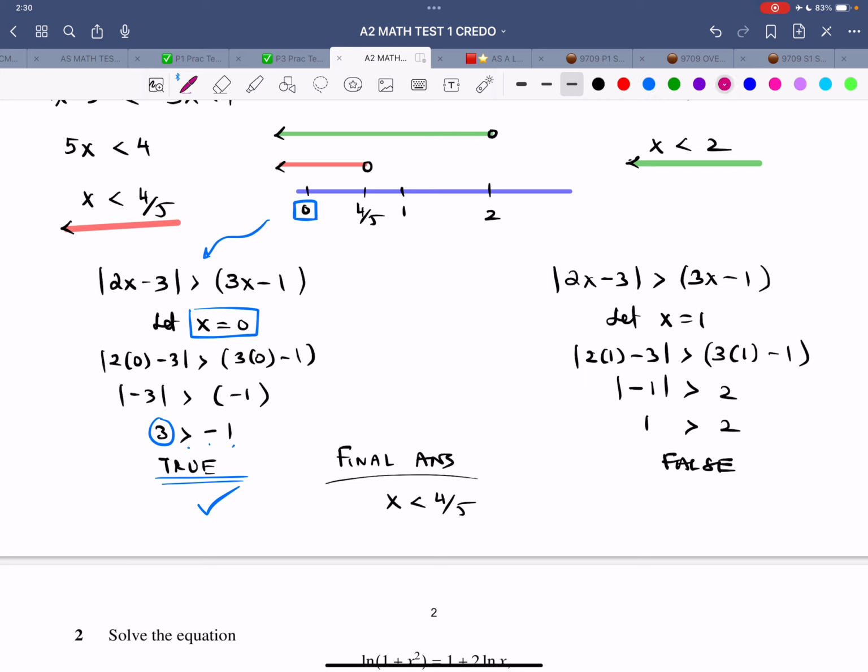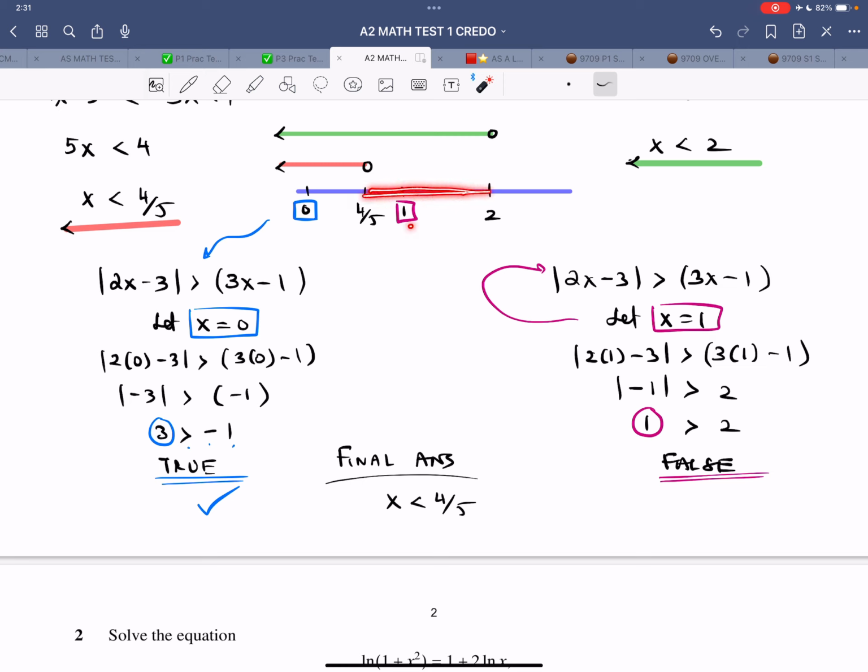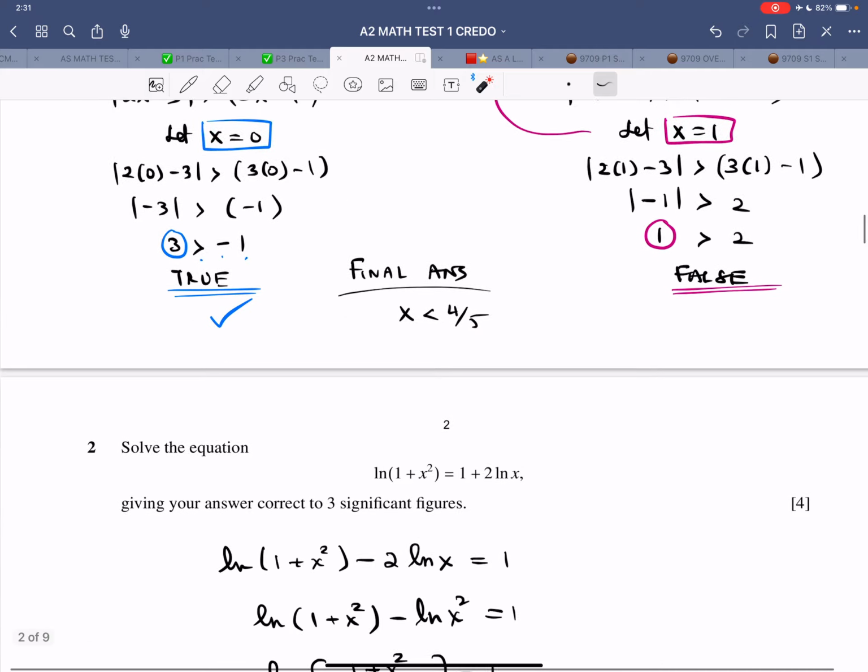Similarly, if I choose a number in this range between 4/5 and 2, I have chosen an easy number, that is 1. So let me plug 1 into the original inequality. So again, it goes in the original inequality and now we are getting 1 is greater than 2. Is that true? No, that is false. That means this number is a representative of this region. So it's not true for this number. It's only true for this number. 0 represents this region. So therefore, what's the final answer? x is lesser than 4/5. That is the final answer.